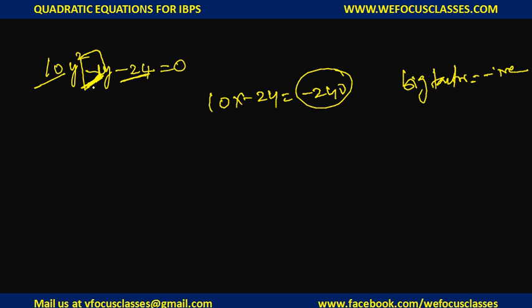Difference 1 means the factors must be consecutive numbers, friends. So from this, finding the factors will be very difficult. So we follow the technique here. What are the factors of 10, friends? 2, 5. What are the factors of 24? You will be taking 3, 8.